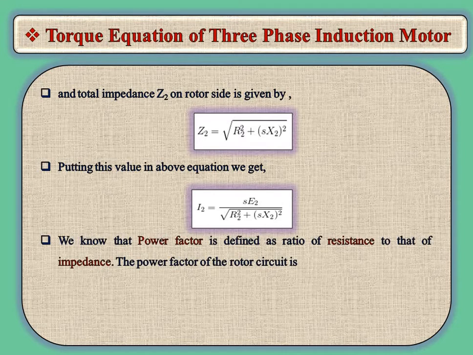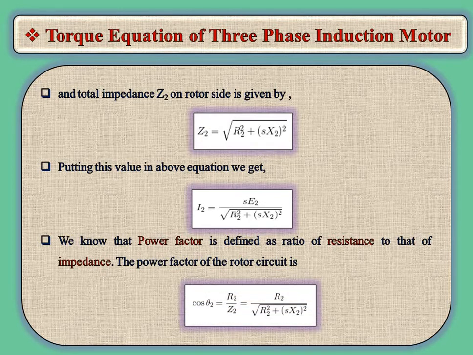Now we know that the power factor is defined as the ratio of resistance to impedance. The power factor of the rotor circuit, cos theta 2, is equal to R2 divided by Z2, where R2 is the rotor resistance per phase and Z2 is the total impedance at the rotor side. Therefore, cos theta 2 is equal to R2 divided by square root of R2 square plus SX2 whole square.